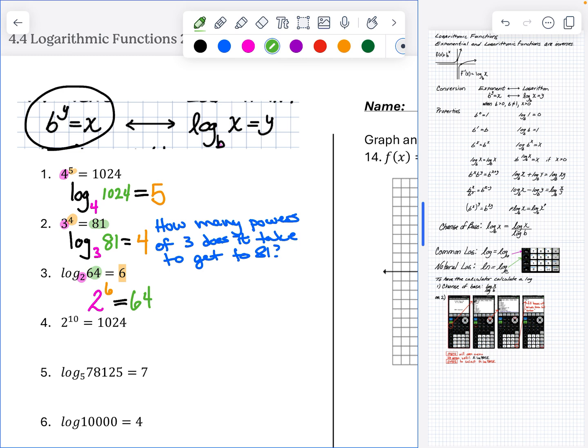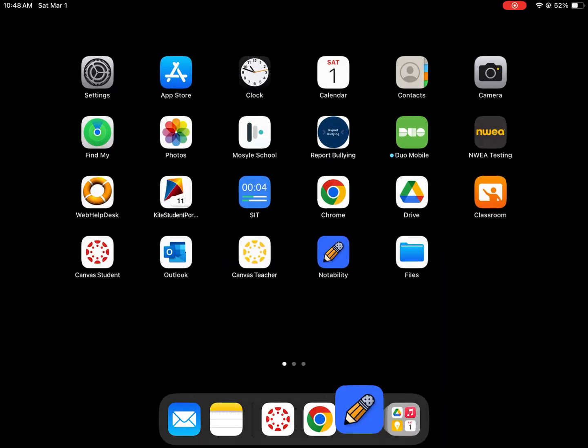So that is what we're doing when we're converting logarithms into exponents or exponents into logarithms. We're saying the same thing using a different language, if you will. If you want to see if you're correct, again, you can grab the calculator and test it. So this is log base 2, 64 is 6.